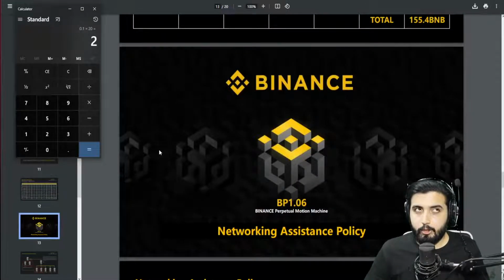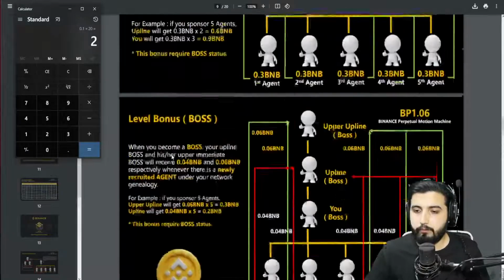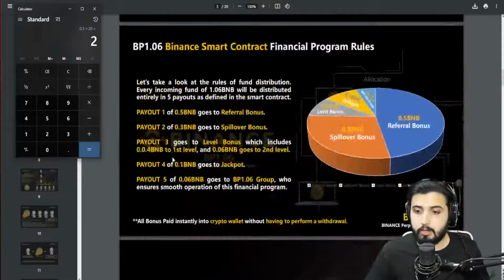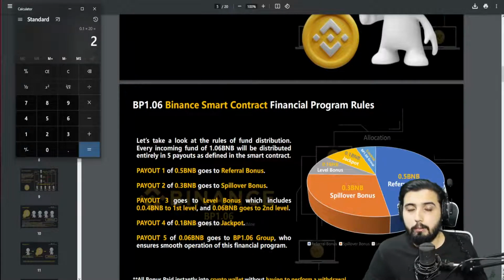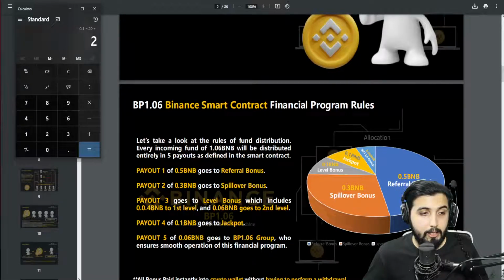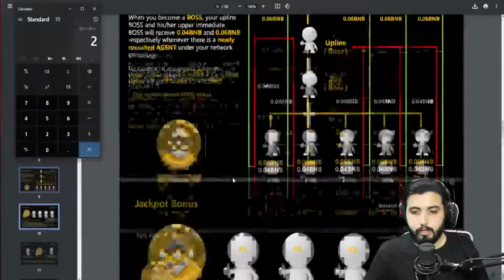So how many things have we covered so far? We have talked about the three bonuses that we get: the referral bonus, the spillover bonus, and the level bonus. We have talked about the jackpot. And then there's 0.06 BNB that we talked about, which is used to keep the operations running smoothly. So that part is pretty clear.